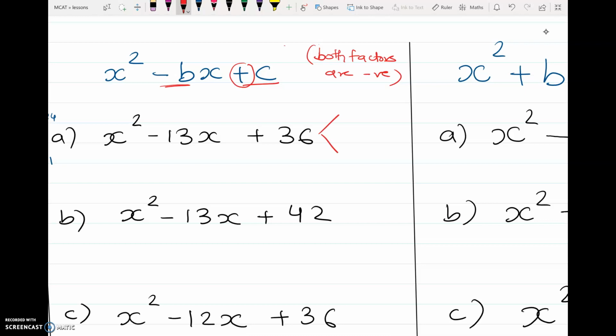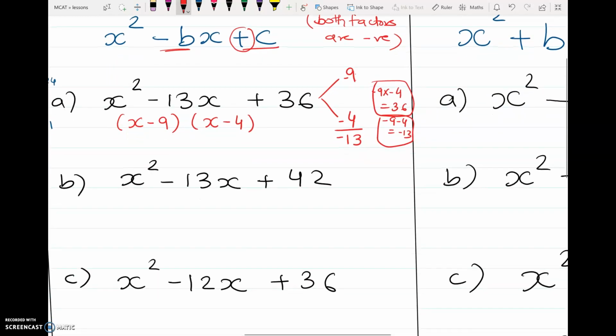So let's look at the multiples of 36, which is 9 and 4, and I'm going to stop if it gives me the answer. So negative 9 and negative 4 gives me negative 13. So I'll just take my factors as x minus 9 and x minus 4. Now if you multiply them, negative 9 times negative 4, we can check here, it gives us positive 36, and if I add them, it gives me negative 13. So it works.